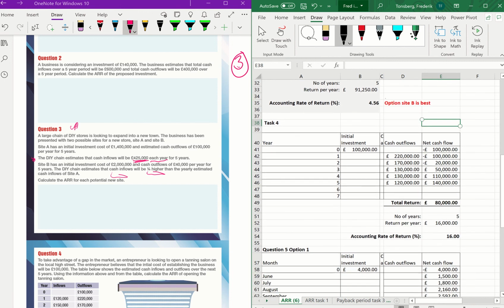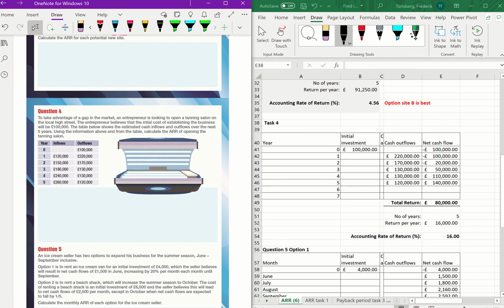Task 4. Because they showed it with inflows and outflows, I decided to lay it out slightly differently than what I've done in the other options, similar to what we did with the payback period, and to some extent with the NPV. So what does it say for question 4? Something with a tanning salon, there's going to be an initial cost of 100k. So I'll put that in here, 100k. And then we can see the estimated inflows and outflows. That's what we got here.